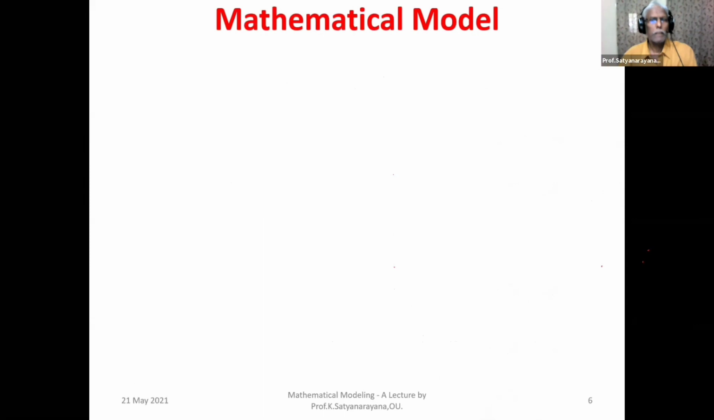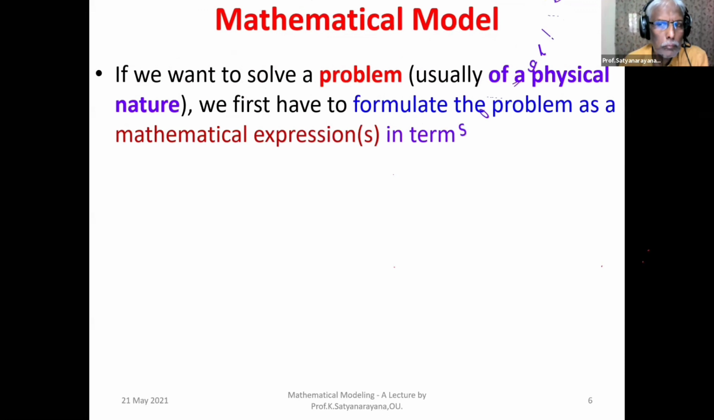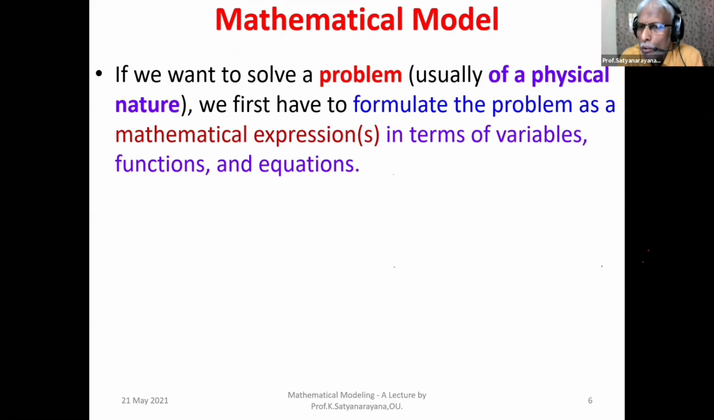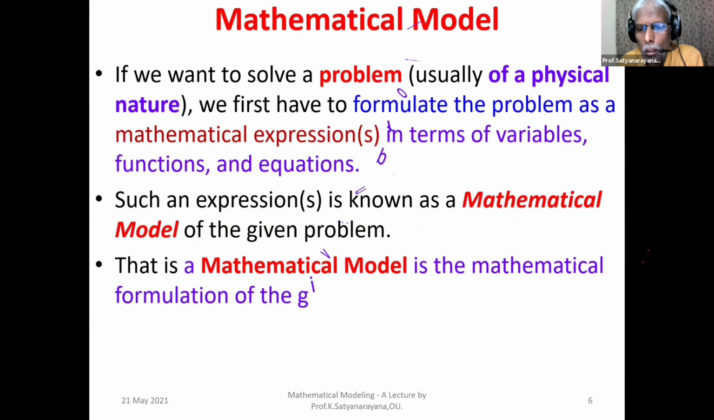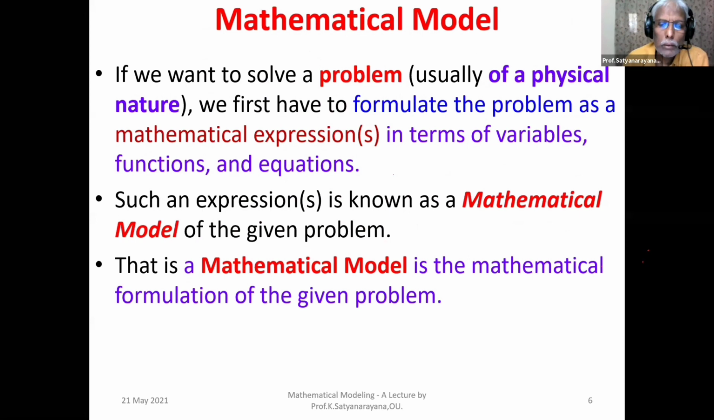What is a mathematical model? If you want to solve a problem, usually of a physical nature, we first have to formulate the problem as a mathematical expression or expressions in terms of various functions, equations, etc. Such an expression or expressions is known as a mathematical model of the given problem. So in other words, a mathematical model is the mathematical formulation of the given problem, usually of physical nature.